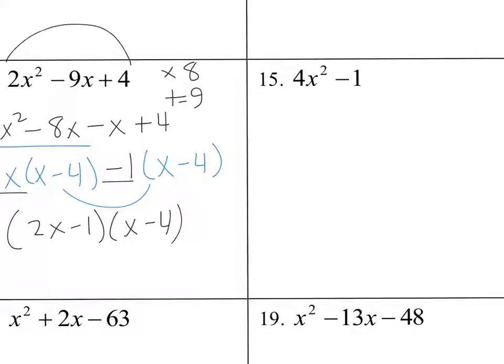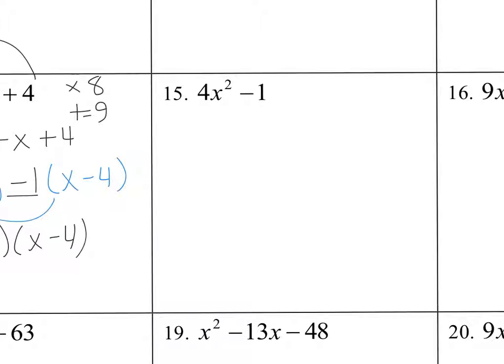And then number 15 is difference of squares. There's two terms that we're subtracting. We can take the square root of both of these. So I'm going to have a plus and a minus. And then a 2x, and a 1, and a 1.